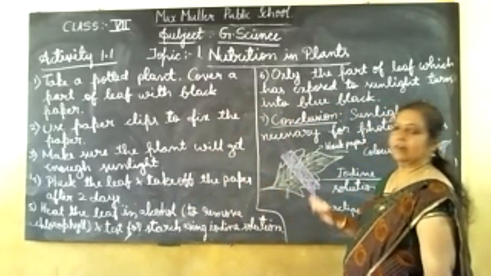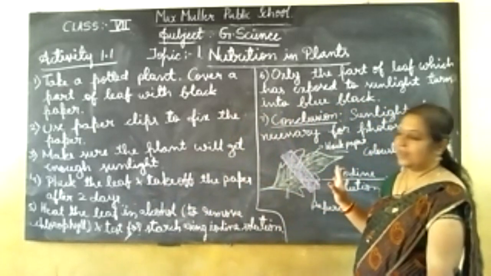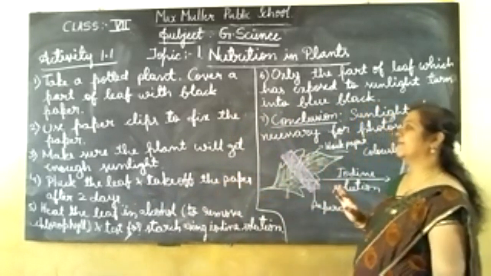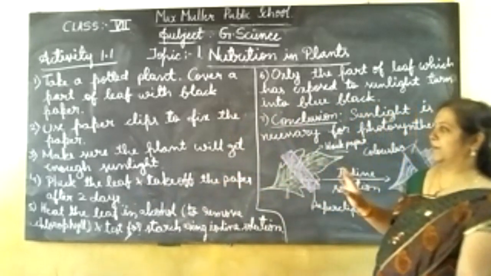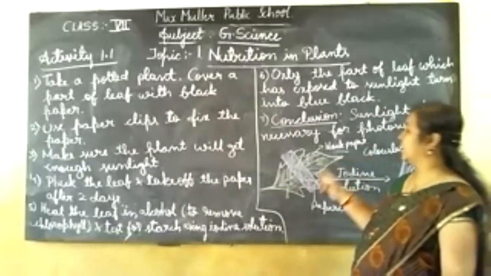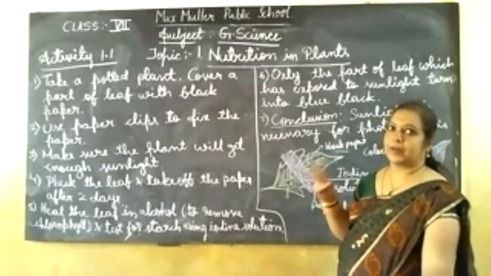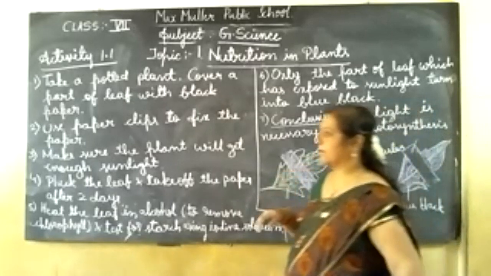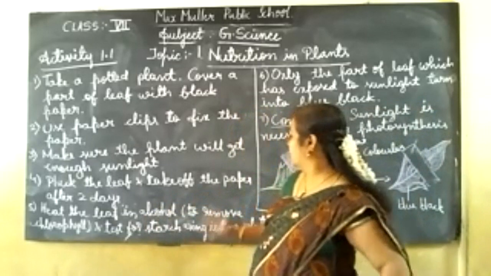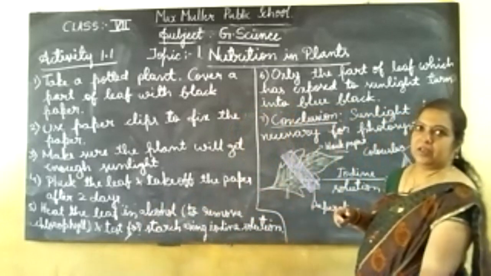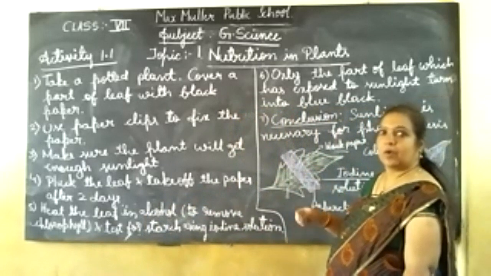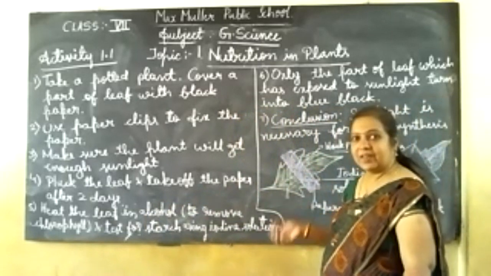Now cut that leaf off from the plant body. Take off the leaf and take off the paper. Pluck the leaf from the plant body and take off the paper after 2 days. Then heat the leaf in alcohol. When you take it out, you have to heat it in alcohol. Put it inside the alcohol and boil it a little, heat it a little.